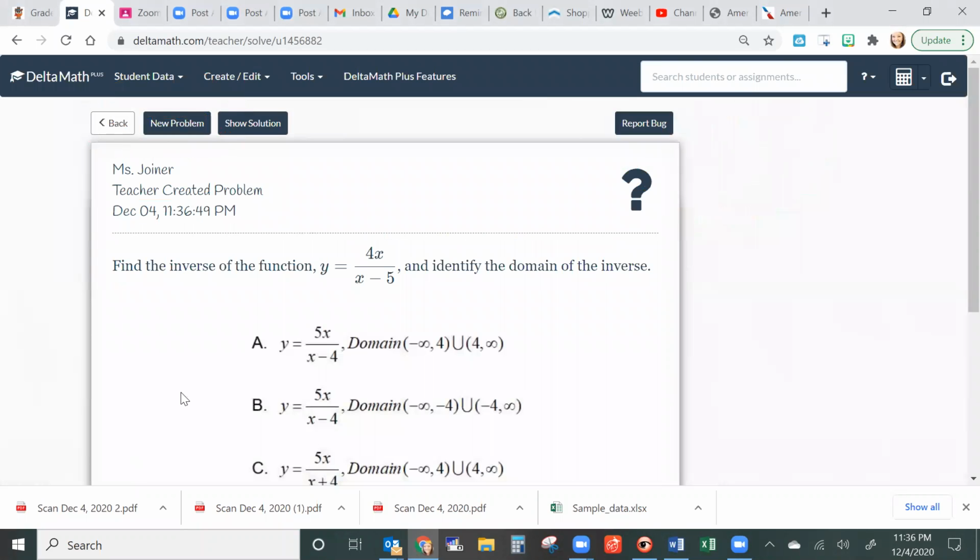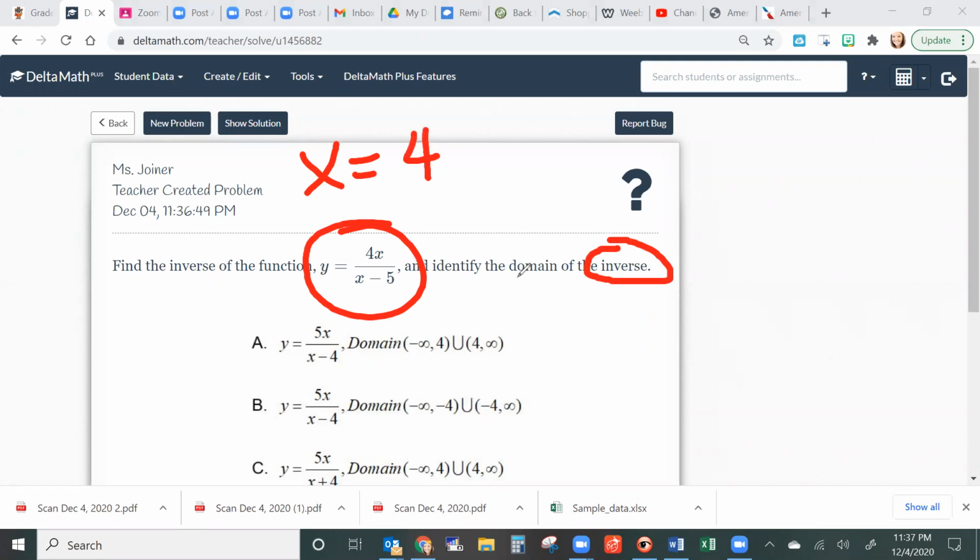Okay. All right, last question here. It says find the inverse of the function and then identify the domain of the inverse. Remember what we said: to find an inverse, you're going to switch the x and the y. So instead of y equals 4x over x minus 5, I'm going to switch it to x equals 4y over y minus 5. Now, somehow I have to get that new y by itself.